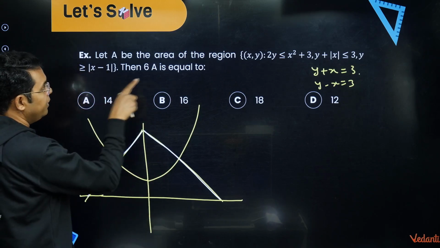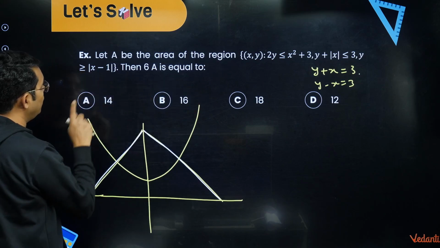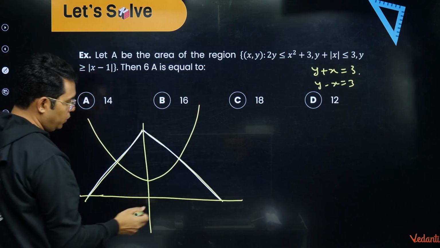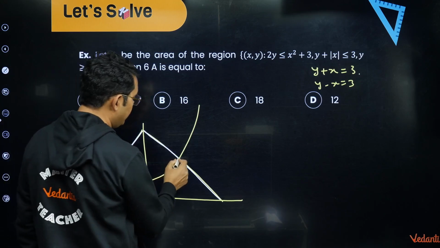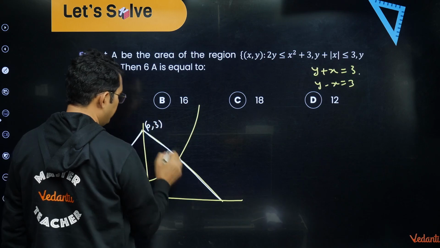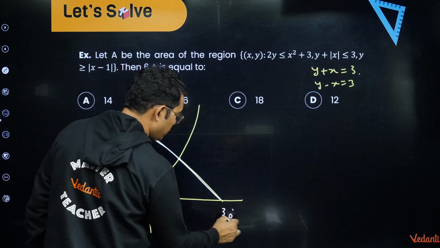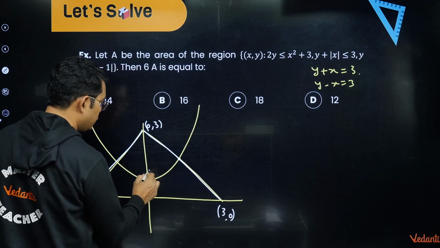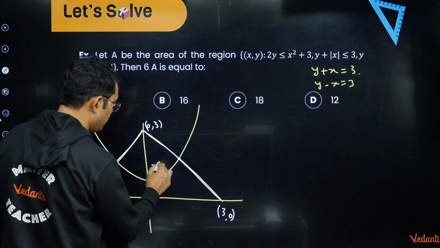And then they have said y greater than or equal to mod x minus 1. Okay, let us do one thing. Let us find these points also. This is already, I think, 0 comma 3. This is 3 comma 0. Okay, this point is 0 comma 3 by 2.